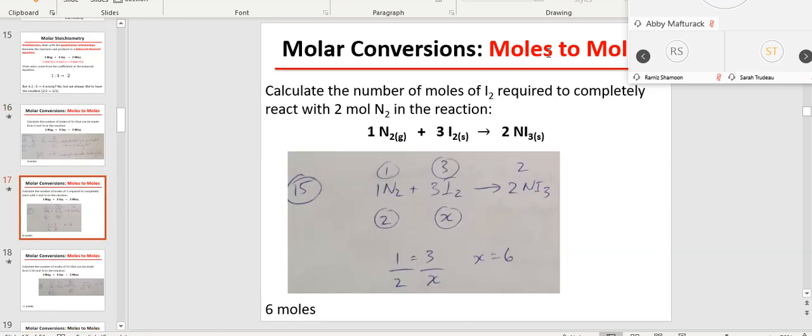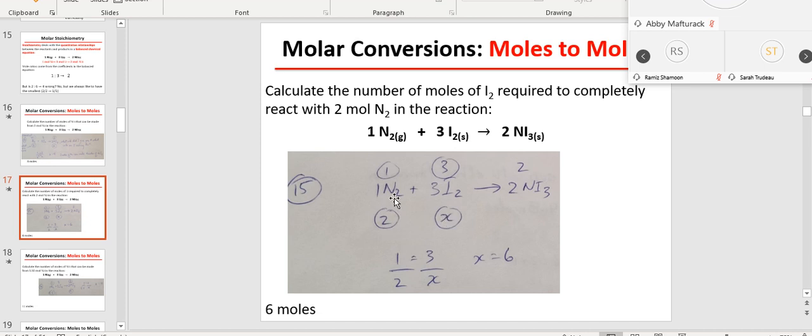Here's another mole question. Calculate the number of moles of I2 required to completely react with 2 moles of N2. So here, same question there for simplicity. Balanced, there's your molar ratio. Here, if I have 2 moles of this, how many moles of this do I need for them to both go to 0?